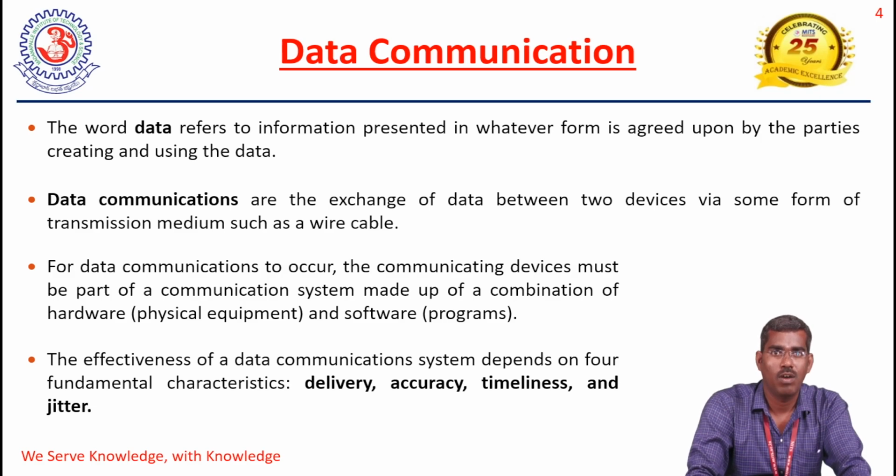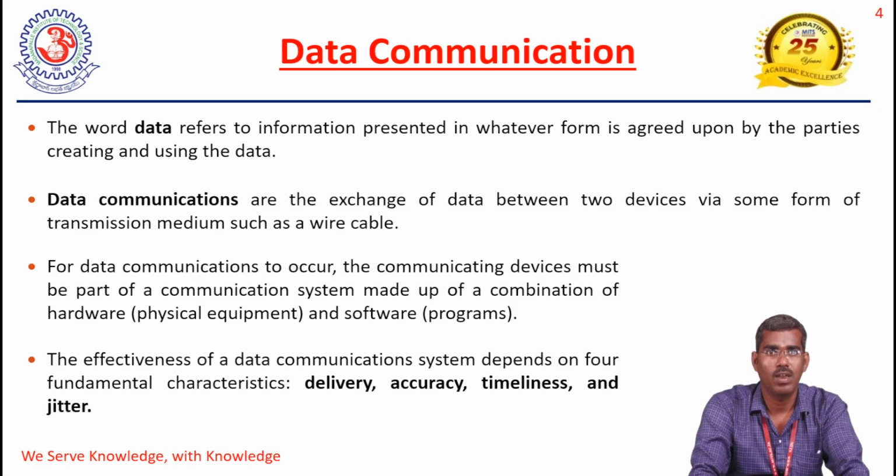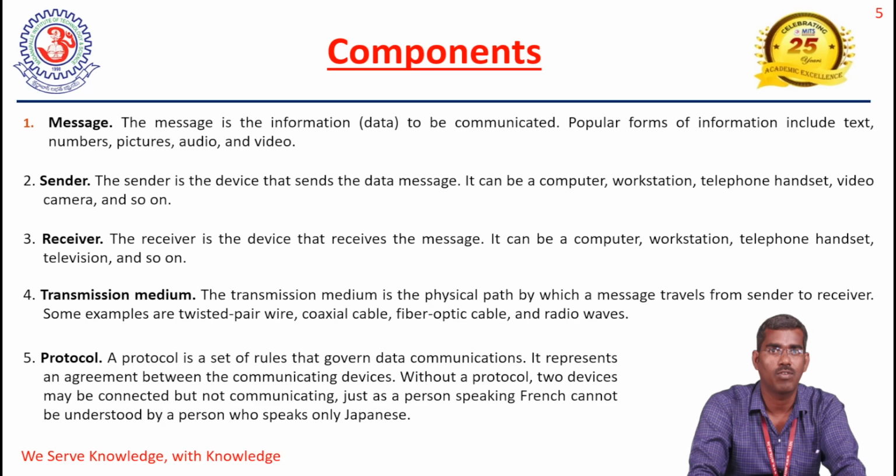The effectiveness of data communications can be measured using delivery, accuracy, timeliness, and jitter. Delivery: the system must deliver the correct data to the correct receiver. Accuracy: the system must deliver the data accurately. Timeliness: the system must deliver the data in a timely manner. Jitter is the variation in the packet arrival time. These are the characteristics of data communications.